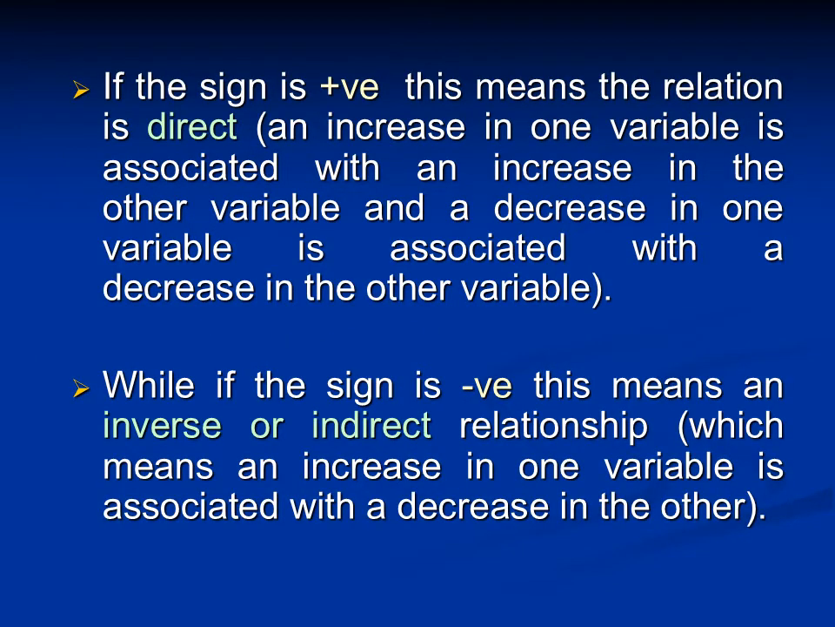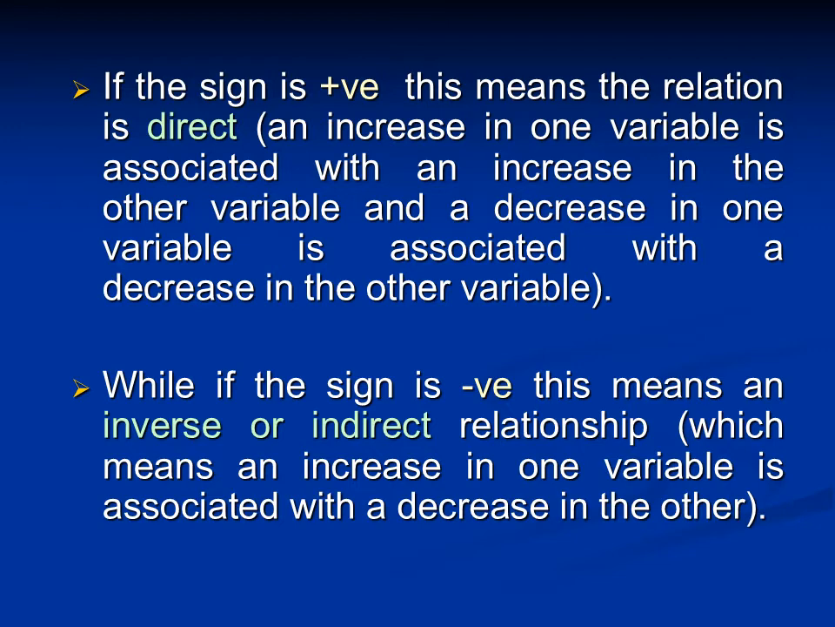If the sign is positive, this means the relation is direct, as I had told you earlier on. An increase in one variable is associated with an increase in the other variable, and a decrease in one variable is associated with a decrease in the other variable. So the variables move in the same direction. When one increases, the other one will increase. When one decreases, the other one will decrease. So on computation of your correlation coefficient, you will get a positive value of R, and that is what we call a positive relationship or a direct relationship between variables.